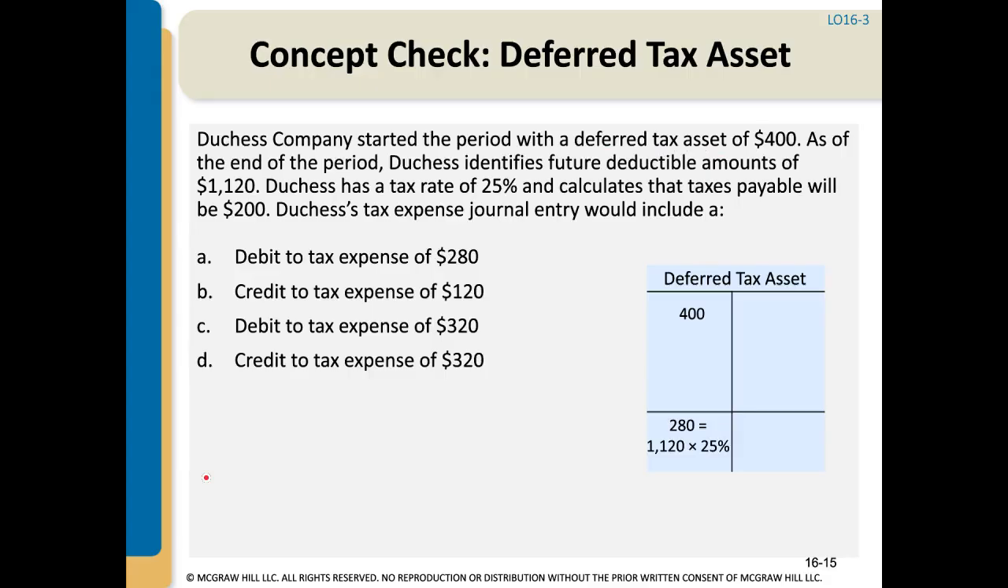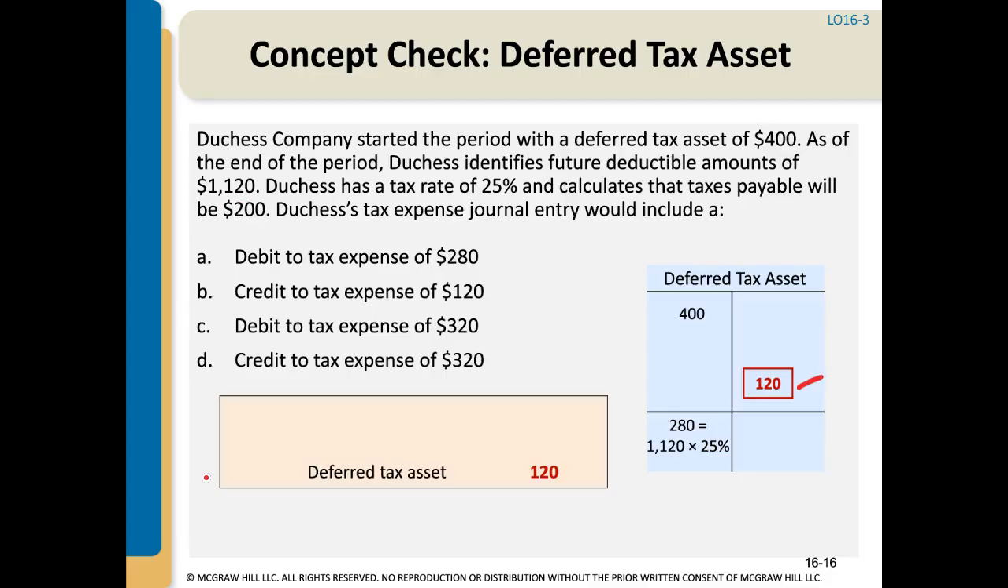Then we're told that Dutchess identifies future deductible amounts of $1,120. So that's going to be our ending amount in our deferred tax asset account. We take the $1,120 multiplied by the enacted tax rate, which is 25%, which gives us an ending balance of $280. And the difference is $120. So we would have to credit deferred tax asset for $120 to make that happen. So that's one part of our journal entry.